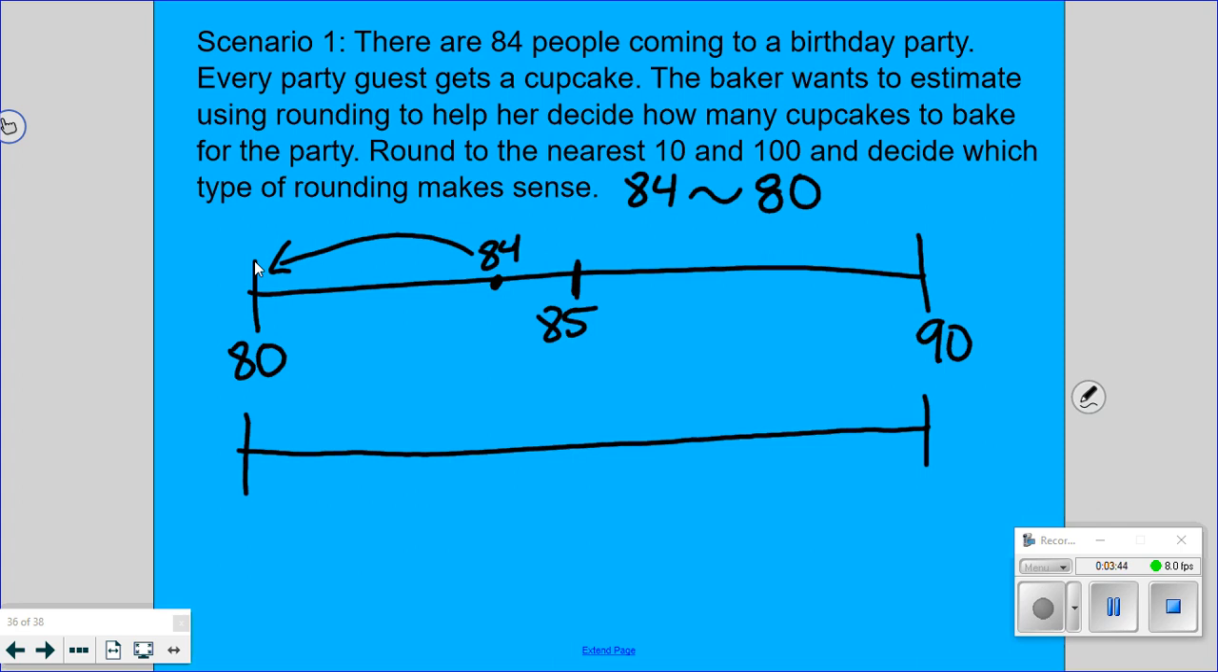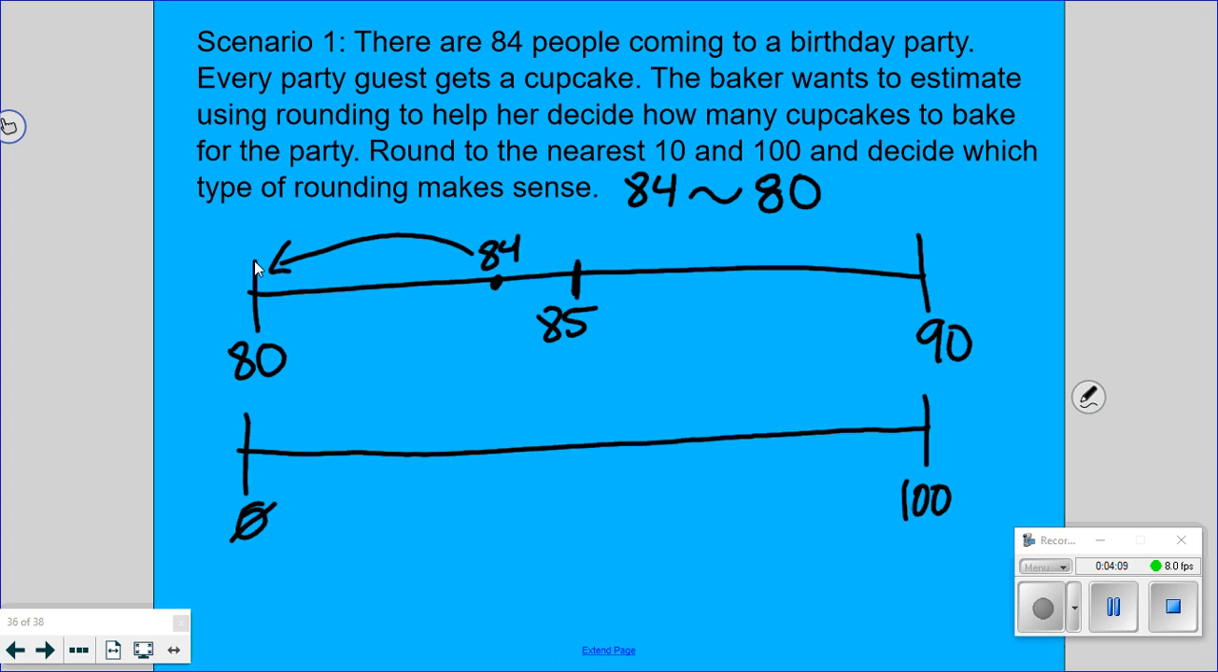All right, let's round to the nearest 100. What are going to be my endpoints when I round to the nearest 100? A little tricky to start. Zach, you know what? 100 and first 0. Yeah, 0 to 100. Because 84 is not more than 100. So it's got to be 0 to 100.